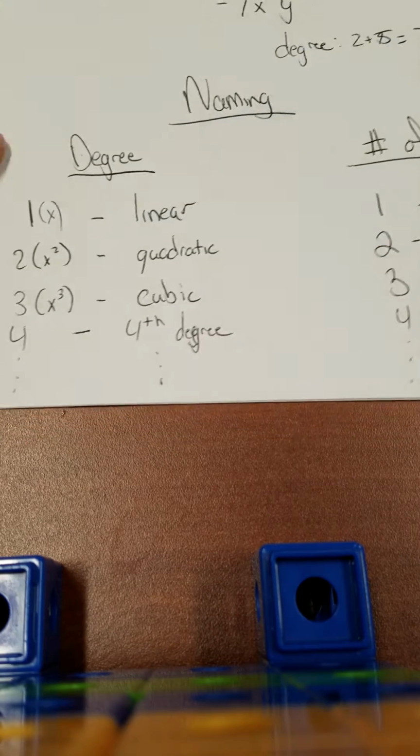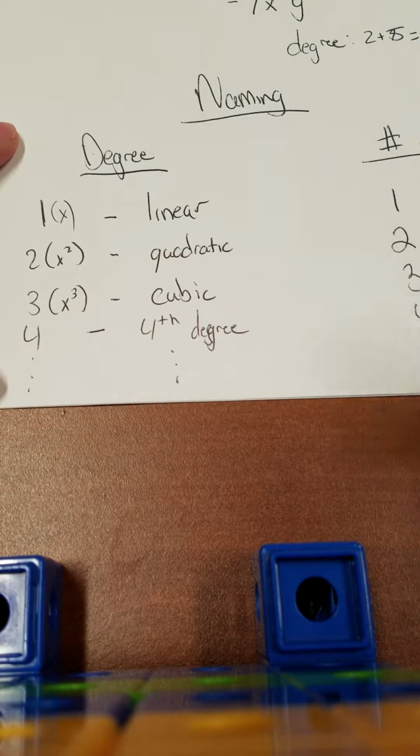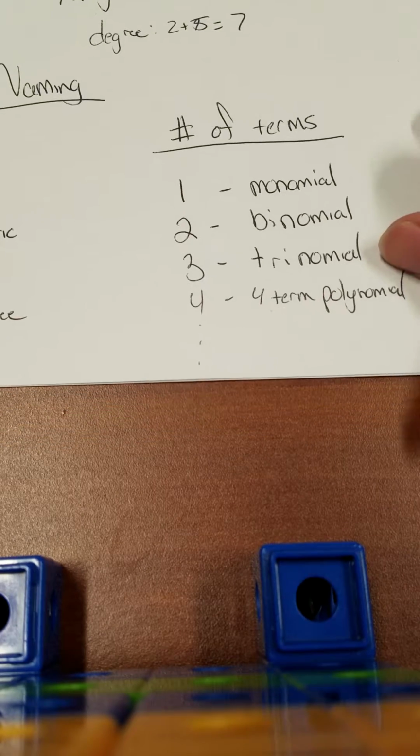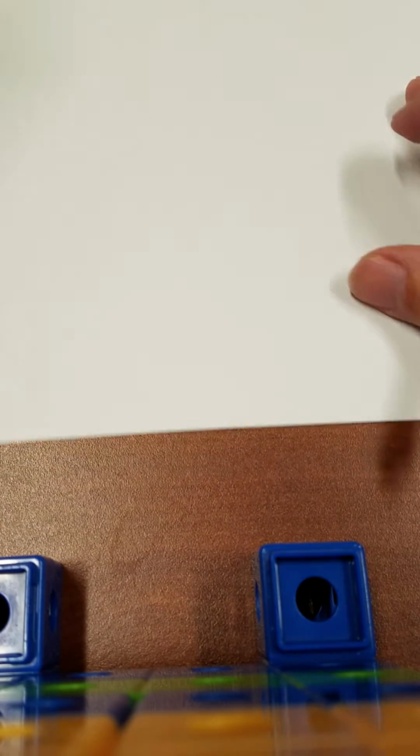So we name it on the degree. Make sure you have that down. Pause it if you don't. And we name it on the number of terms. Again, if you don't have that down, make sure you pause it.